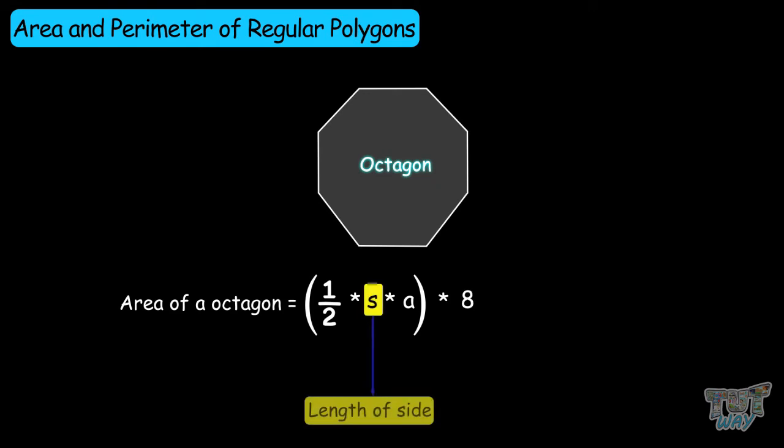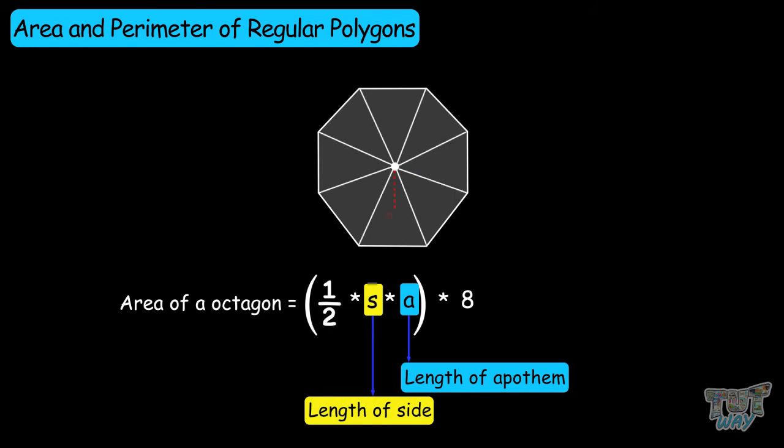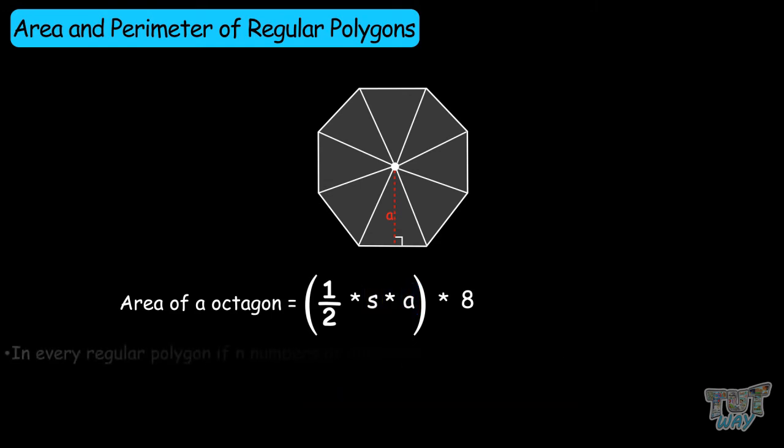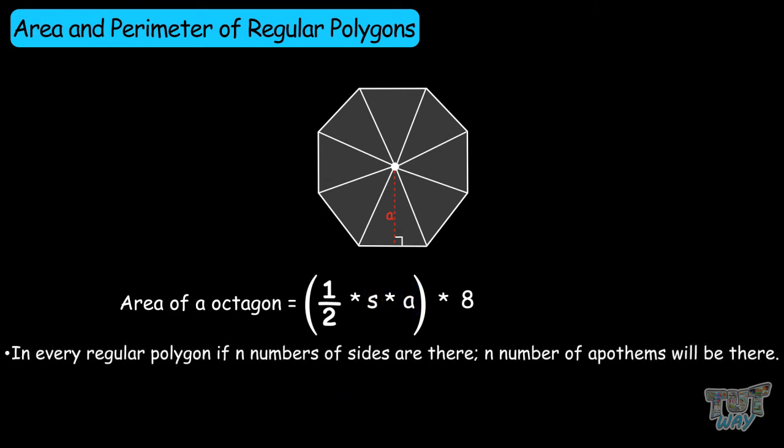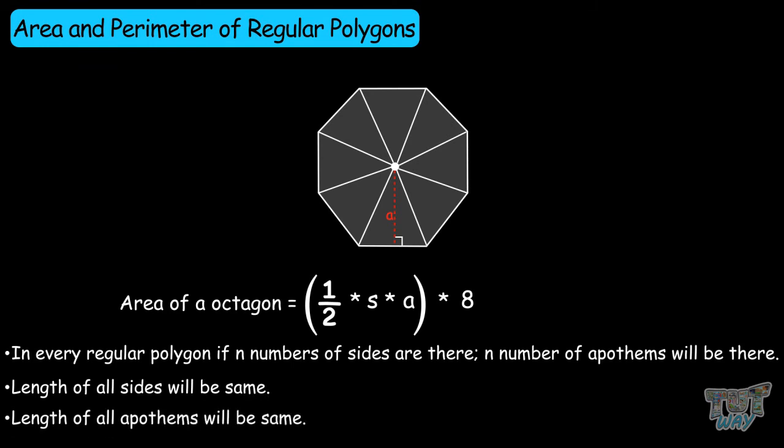What is S? S is the length of the side of the regular polygon. A is the apothem. What is the apothem? The apothem is the perpendicular drawn from the center to any side. And in every regular polygon, if n number of sides are there, n number of apothems will be there. The length of each side will be the same, and the length of each apothem will be the same.